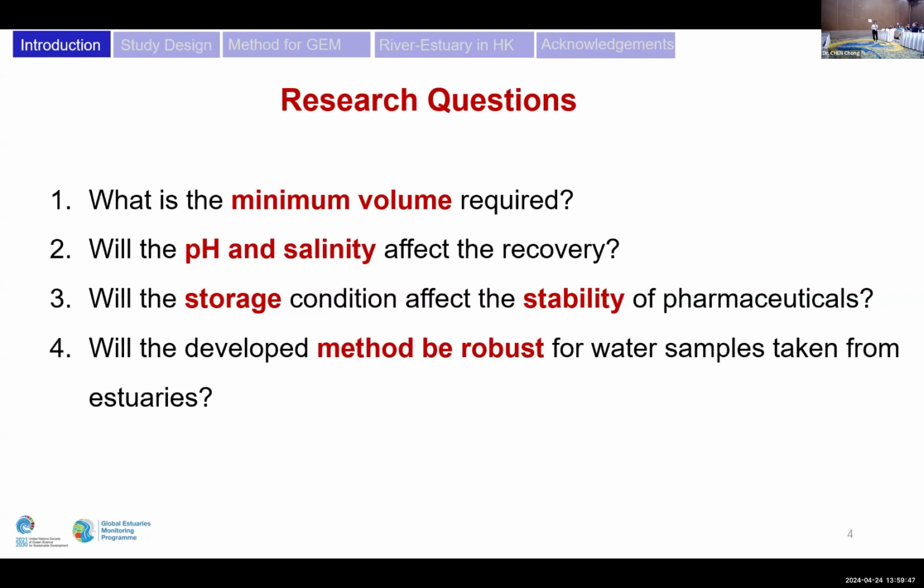Where do the pH and the salinity affect the recovery? Where does the storage condition affect the stability of pharmaceuticals? Where the developed method be robust for water samples taken from estuaries?